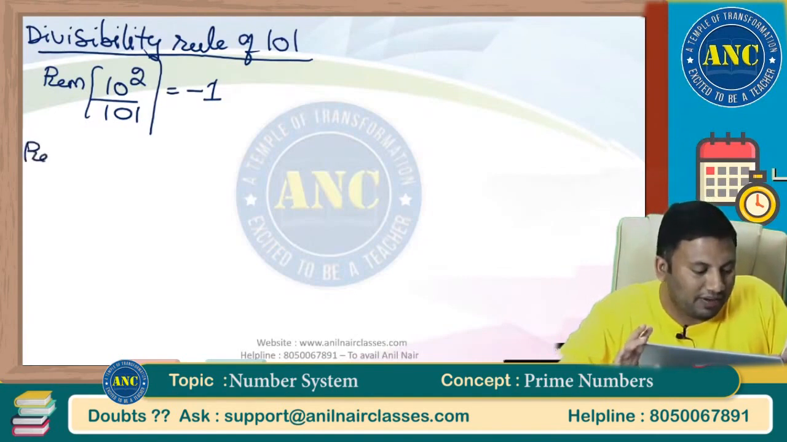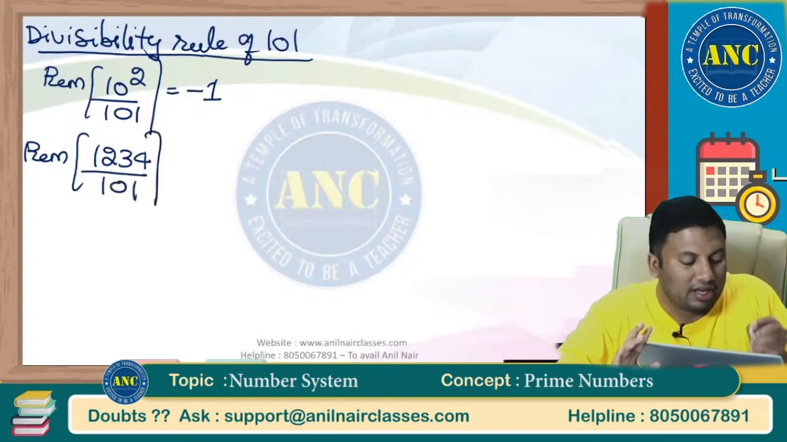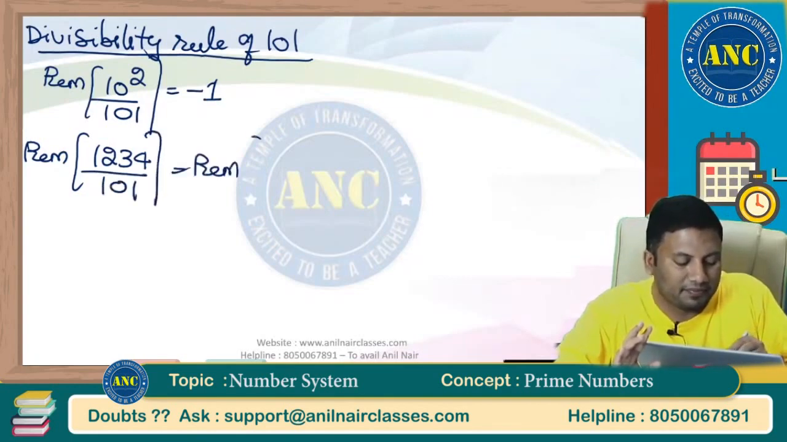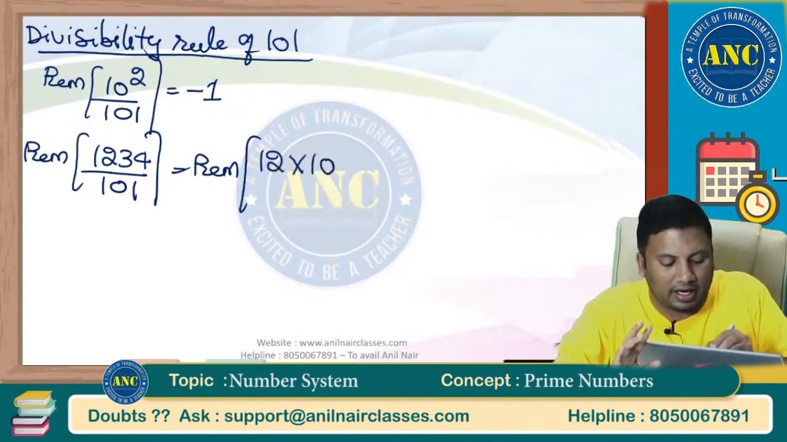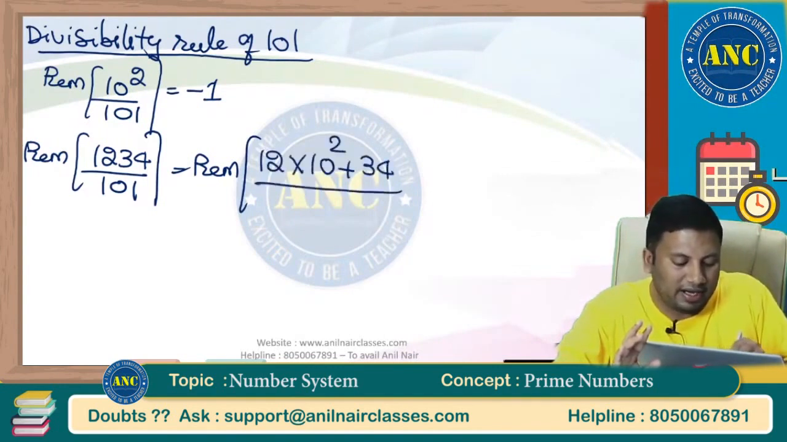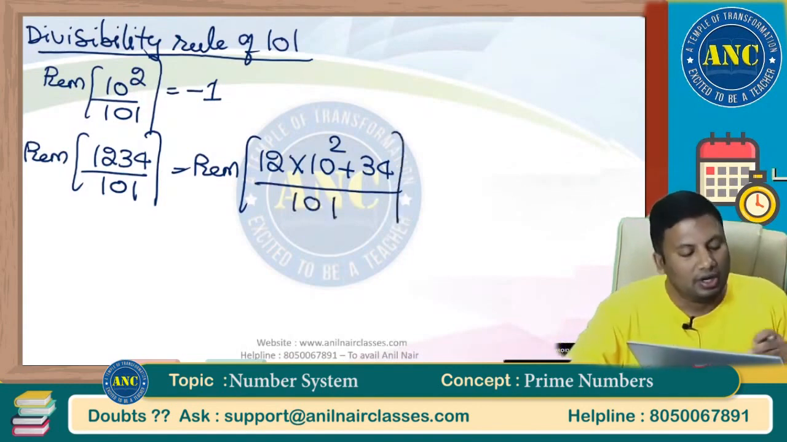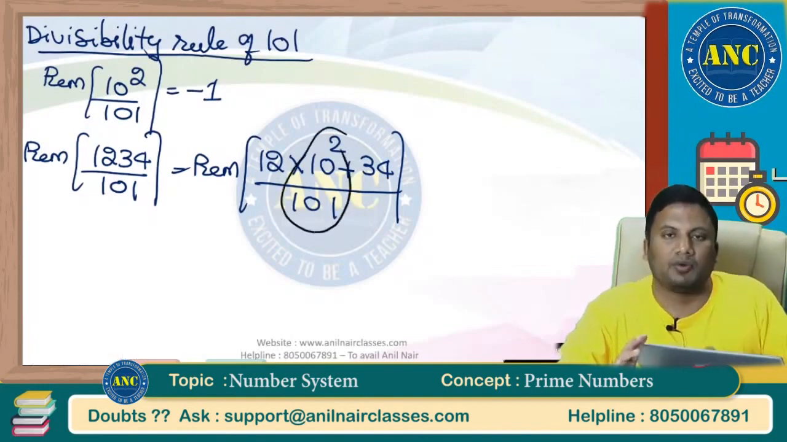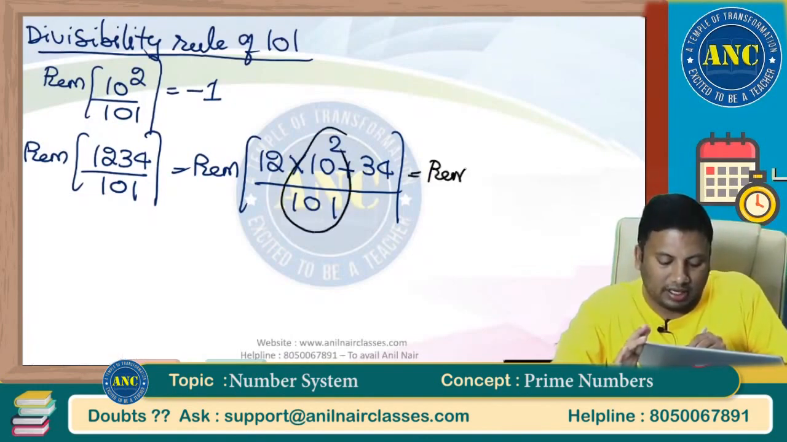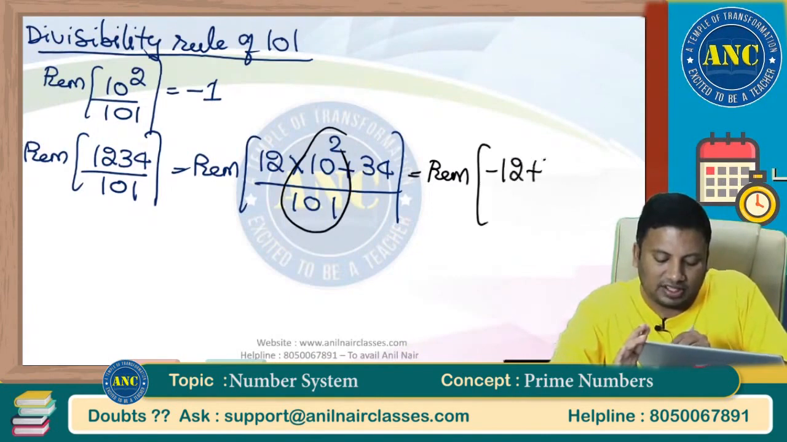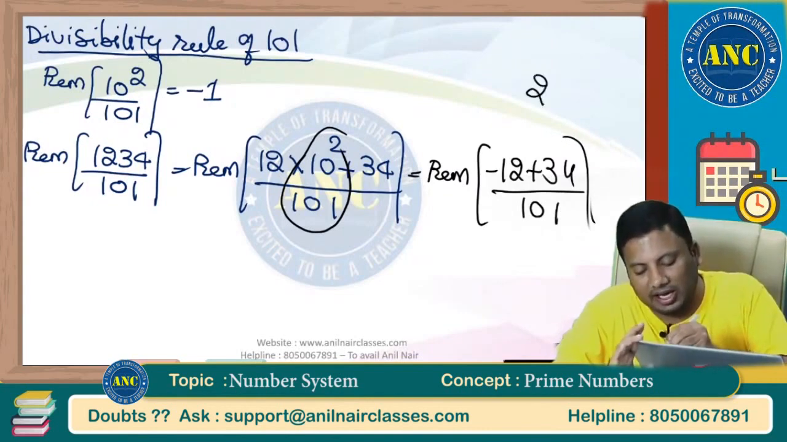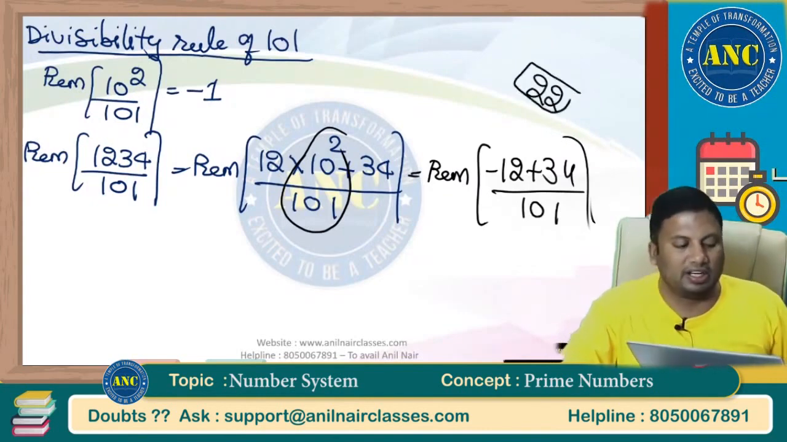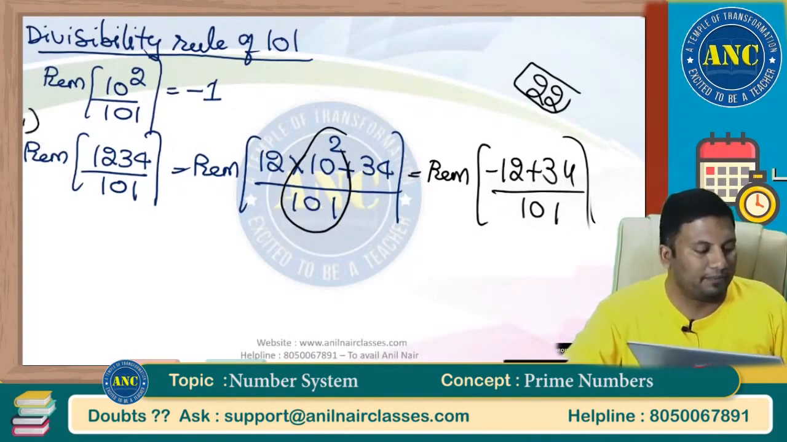For example, 1234 divided by 101. This is nothing but the remainder of 12 into 10 square plus 34 divided by 101. Can I write it like this? 12 into 100 is 1200 plus 34. Now 100 divided by 101 leaves minus 1. So this is nothing but minus 12 plus 34 divided by 101. 34 minus 12, what is the answer? 22. The answer is 22. First example, a foundation problem.